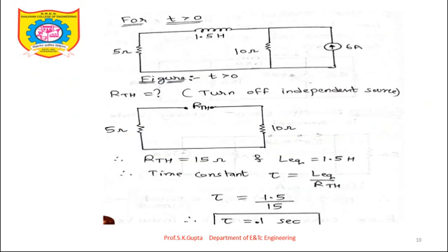Find out the initial value, final value, and time constant to get the solution. So you can just go through the solution. For t greater than 0, this is how my circuit will look. I will find the time constant, so I will open this inductor, and I can see that this 5 and 10 are in series, so 15 ohm, and the time constant is 0.1 second, because the inductor is 1.5, 1.5 upon 15, 0.1 second.